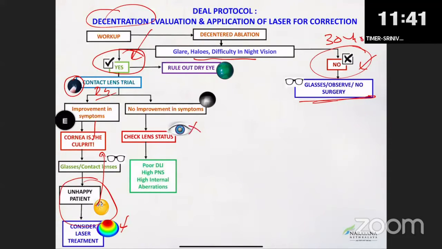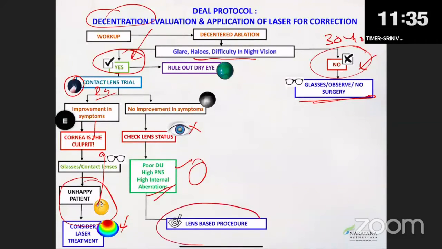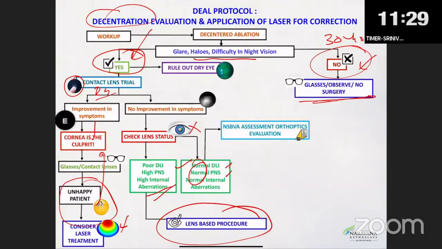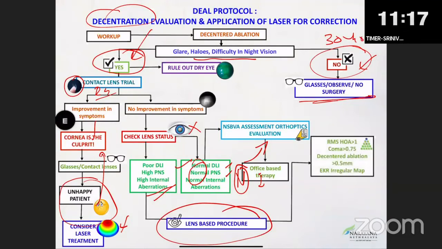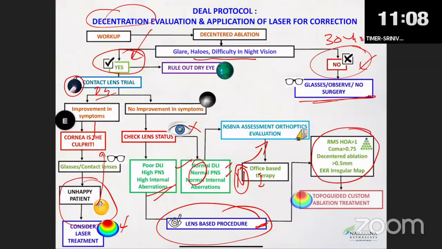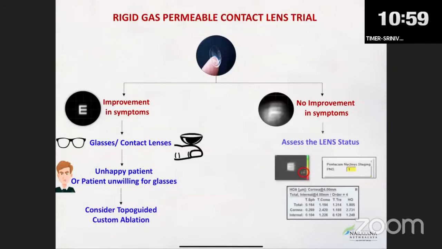If the cornea is not your problem, look out for your lenses, your higher order internal aberrations, and think about a lens-based ablation if the lens is the culprit. And the DLI and other things which I'm going to discuss are going to be part of it. Still, if this is normal, the lenses are normal, internal aberrations are normal, then look at non-strabismic binocular single vision issues, which need to be treated accordingly. And in lens-based procedures, if your cornea is irregular, you can actually treat the cornea first and then do the cataract surgery. This is the protocol we follow for decentration or glare or halos at night. I already explained the role of contact lenses.